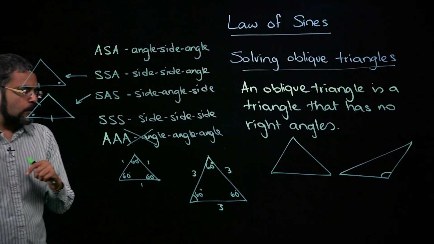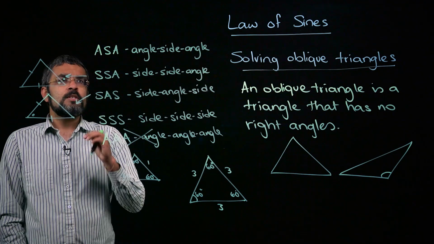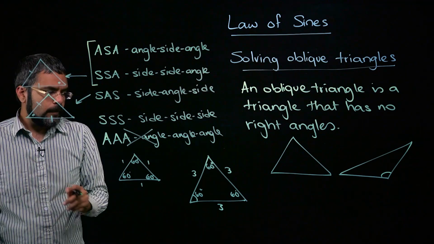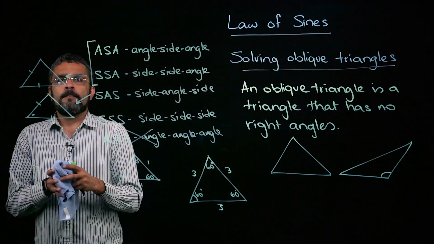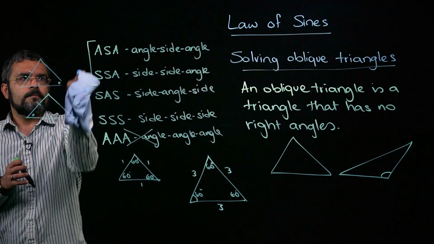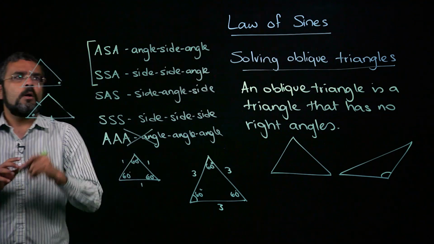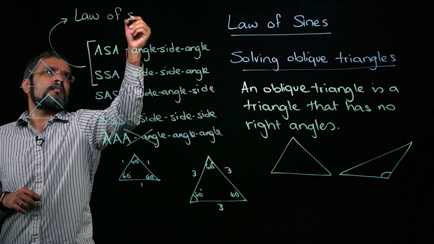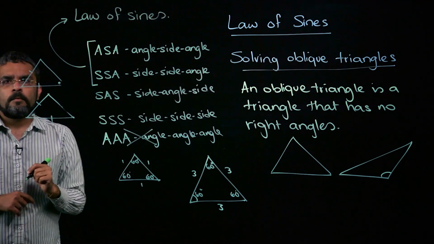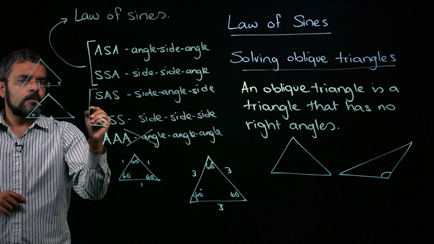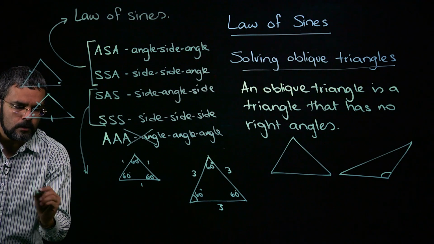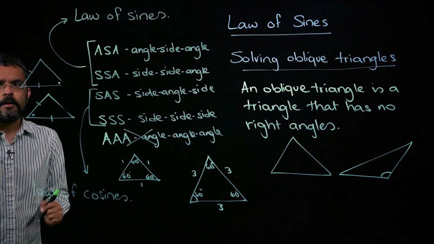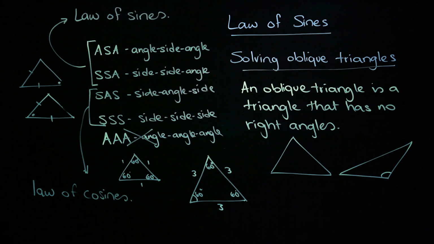So what we're going to do today is look at how we solve a triangle if I'm given these two. If I'm given SSA and ASA, I use what we call the law of sines. And then if I'm given these two, we use what we call the law of cosines. So let's go ahead and see what the law of sines is.